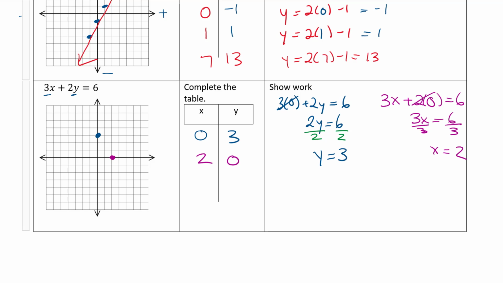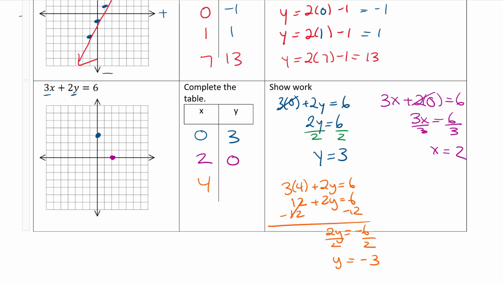And if I want to get a third point for good measure, I can pick any point I want. Let's try 4. 3 times 4 plus 2y equals 6. So that's 12 plus 2y equals 6. You see how there's more solving to be done here than with the zeros. Zeros are nice because it makes the whole term go away. So I have 2y equals -6, and then y equals -3. So I have 4, 1, 2, 3, 4, down 1, 2, 3. Look at that, it lined up.